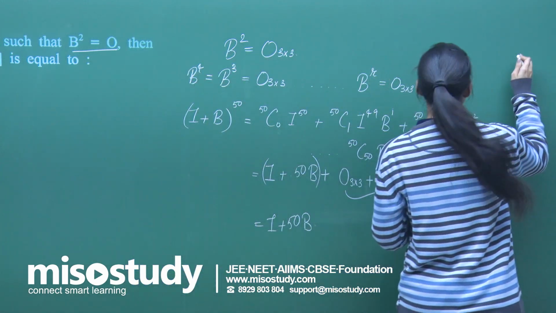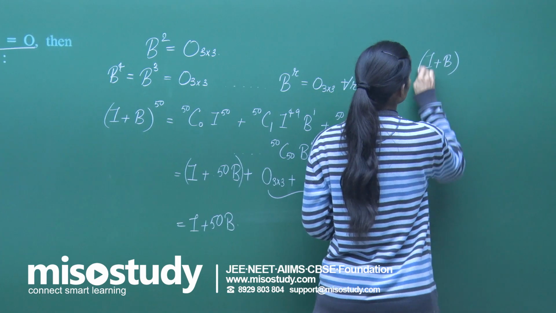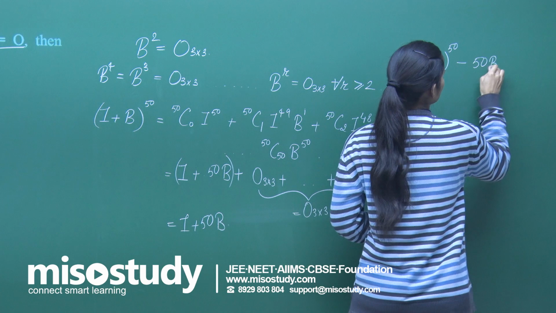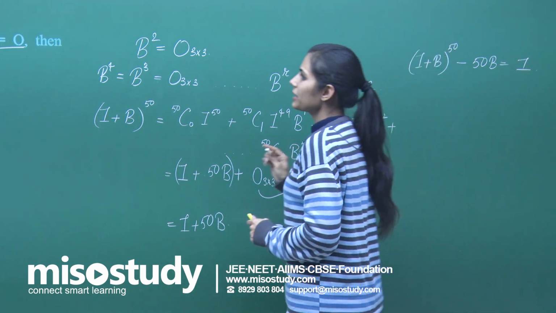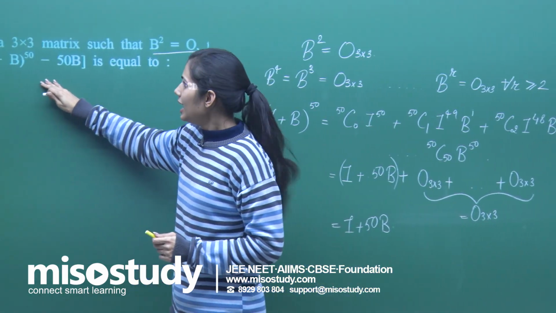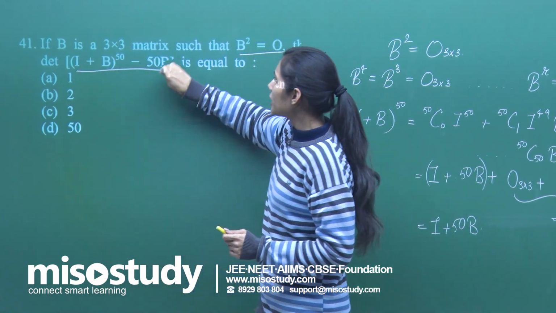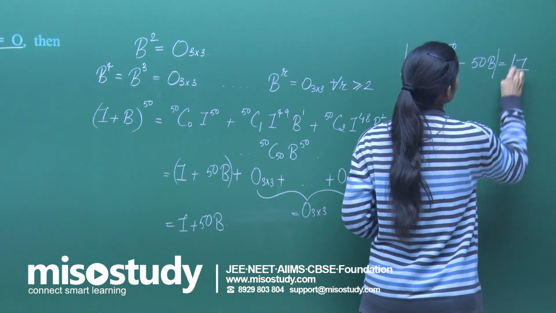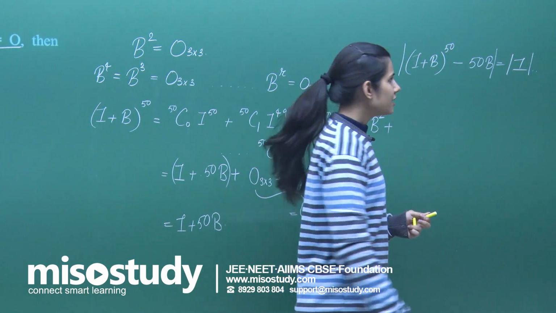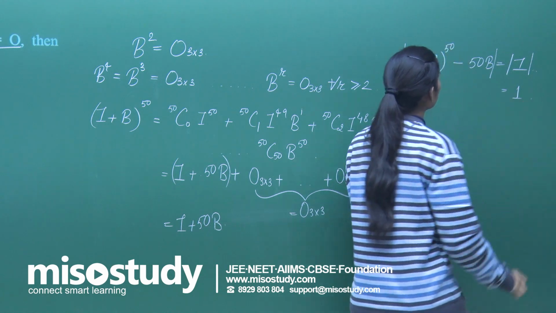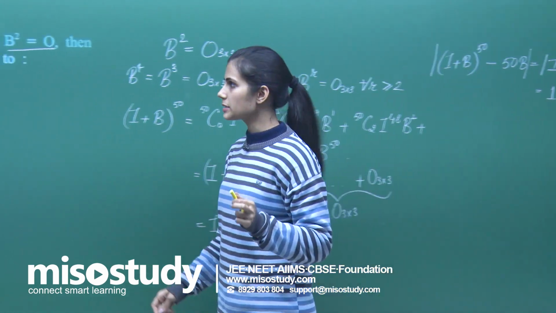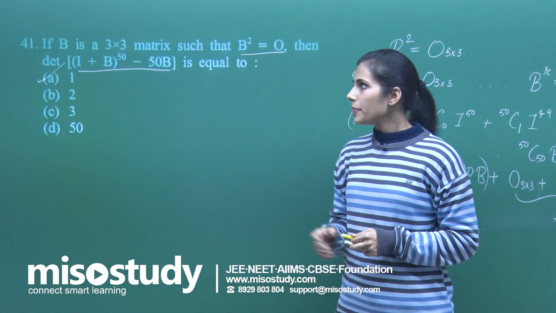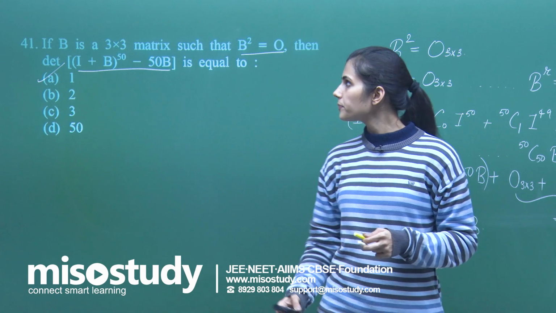So how can I write this? I plus B whole to the power 50 minus 50B is equal to I, and that is the matrix I have to calculate the determinant of. I have to calculate the determinant of I plus B to the power 50 minus 50B, that is this determinant. So determinant of this is equal to determinant of this. Determinant of identity matrix is 1, and that gives me the determinant of this matrix, which is 1. Is it clear? That's how you evaluate this question, okay?